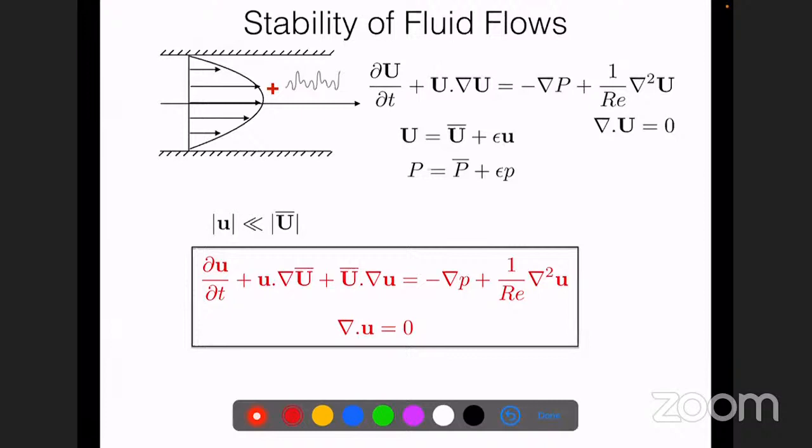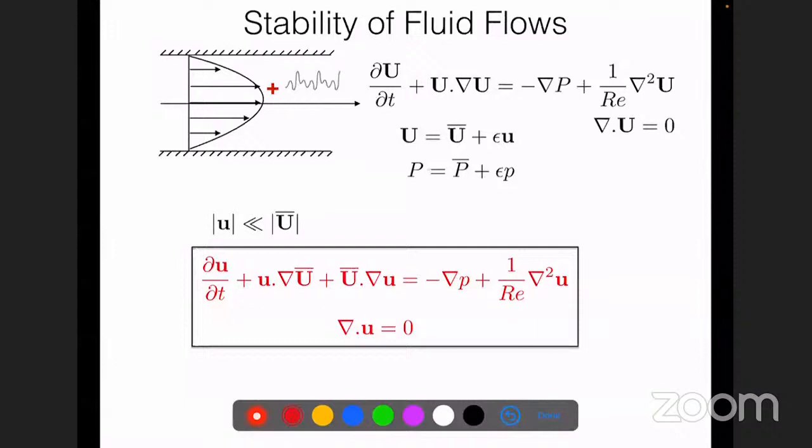So you subtract the equation governing the base state from the full equation and you get an evolution equation for the perturbation. And you drop terms which are nonlinear in perturbation. So you get a nonlinear Navier-Stokes equation, which gets reduced to a linear Navier-Stokes equation for the perturbation. So now this is what we need to solve.